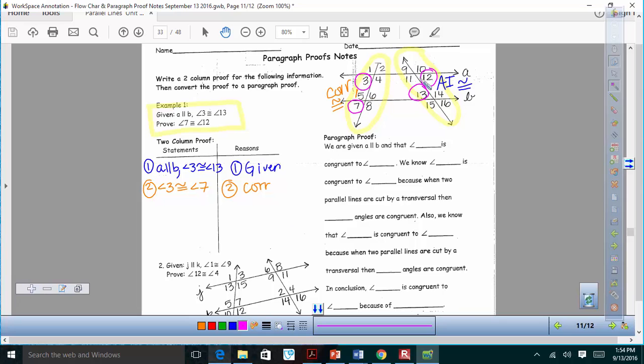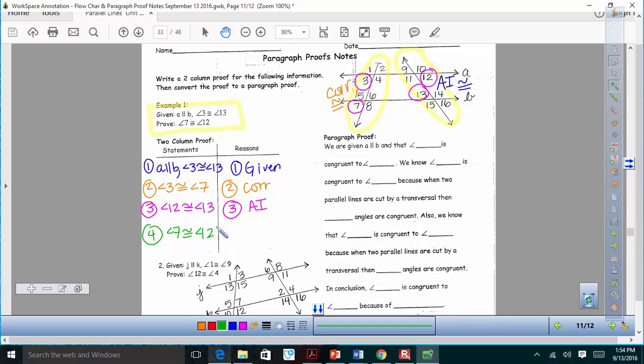Then the angle relationship here is alternate interior. So I know that angle 12 is congruent to angle 13, and the reason for that is AI. Okay, and my last step is my proof, and so that's angle 7 is congruent to angle 12.